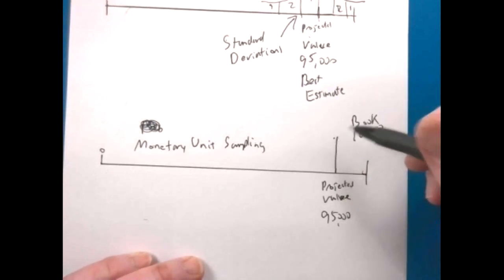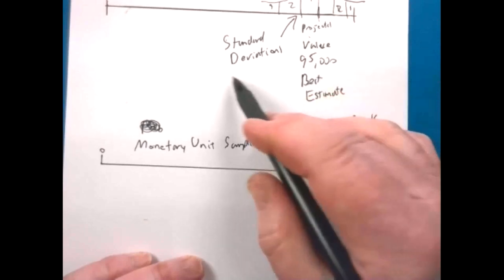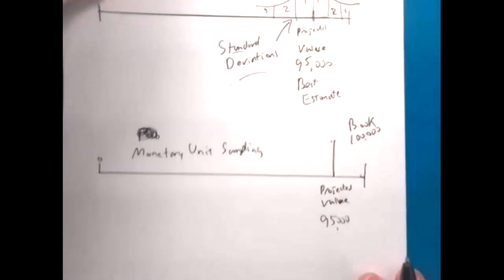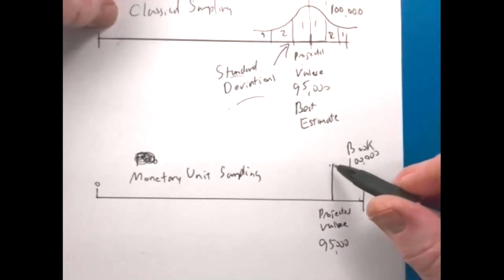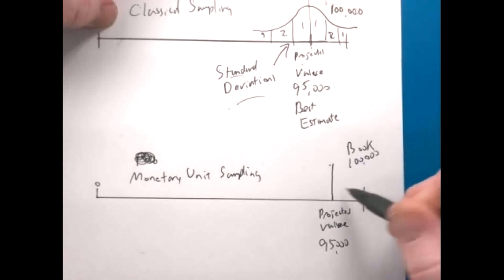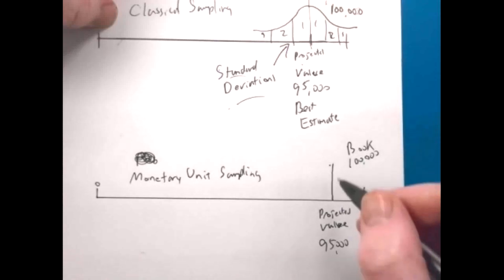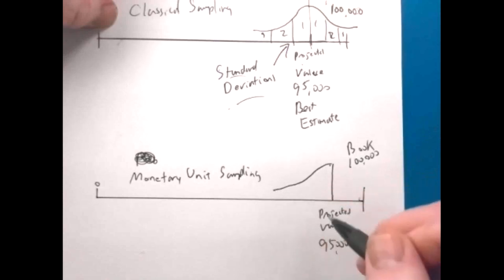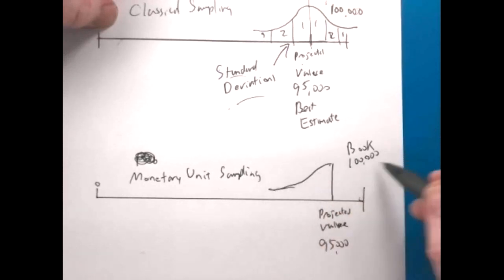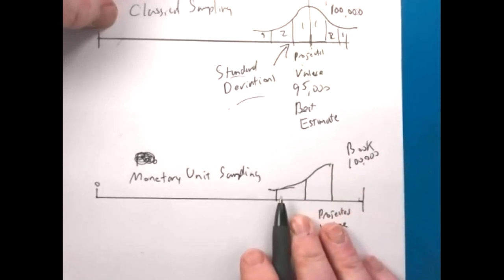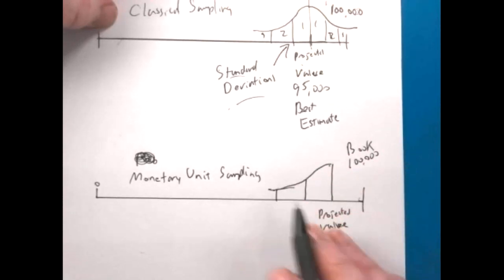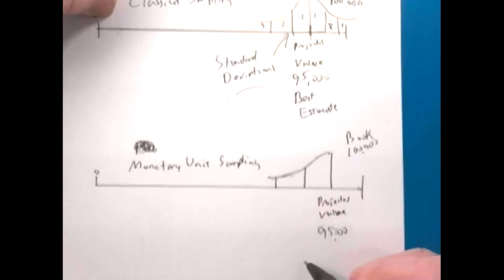There are two things that are going to be different here. First of all, there's no standard deviation, so we don't have these down here. Second of all, because this is only for overstatements, not understatements, it's only going to be what they call a one-tail test. It's going to go this way. So this could be worse going this way. And there are two components that make up this tail going over here. I'll put it down here.